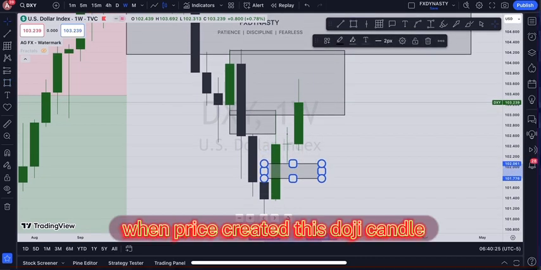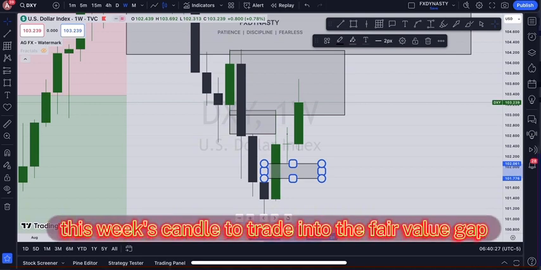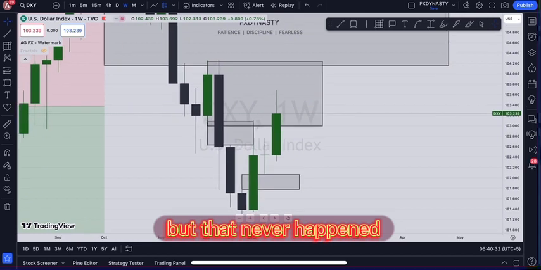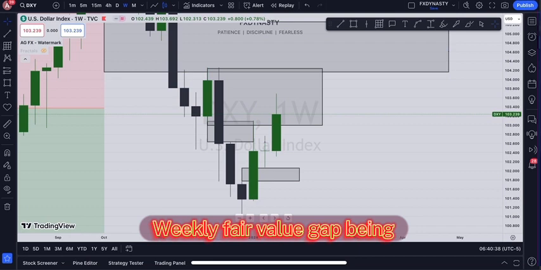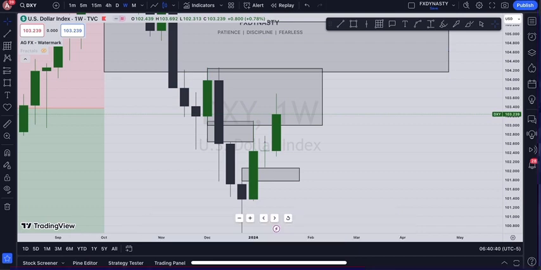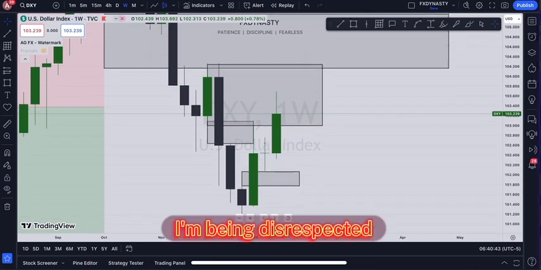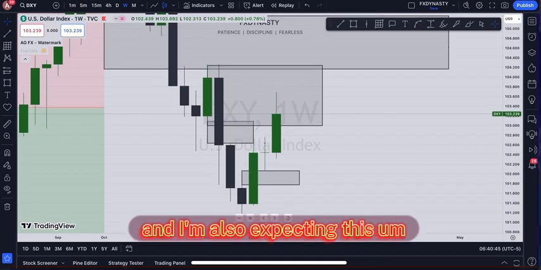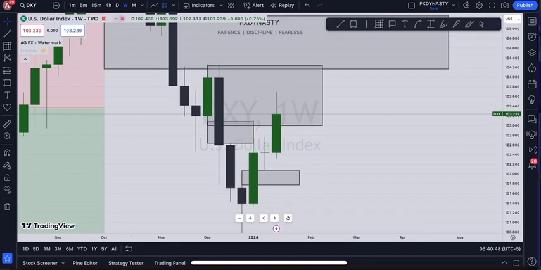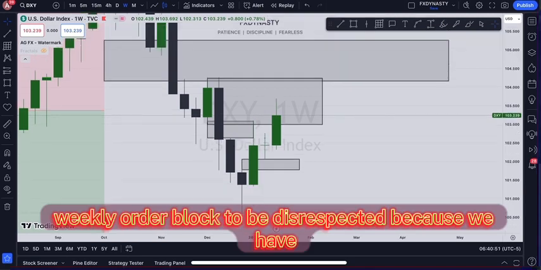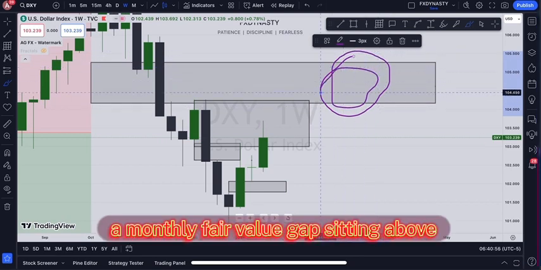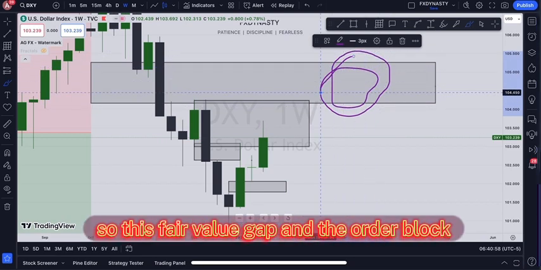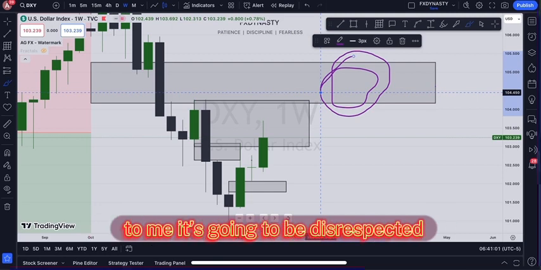When price created this doji candle, I was expecting this week's candle to trade into the fair value gap before going higher, but that never happened, and we'll see this weekly fair value gap being disrespected, and I'm also expecting this weekly order block to be disrespected, because we have a monthly fair value gap sitting above. So this fair value gap and the order block, to me, is going to be disrespected.